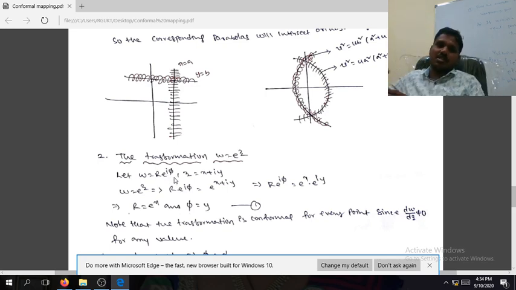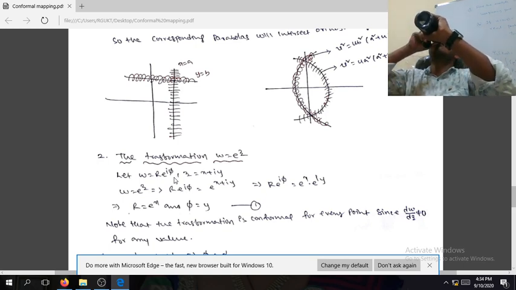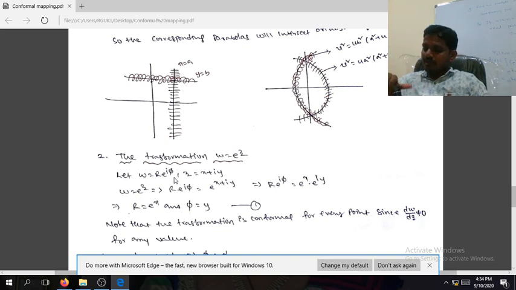z is equal to x plus i y. The transformation is w is equal to e to the power of z. That implies r e to the power of i phi is equal to e to the power of z. So it is e to the power of x plus i y, which implies r e to the power of i phi is equal to e to the power of x into e to the power of i y. On comparison, capital R is equal to e to the power of x and phi is equal to y.